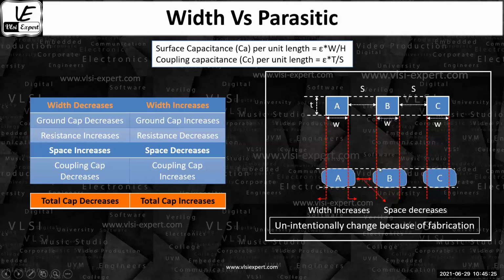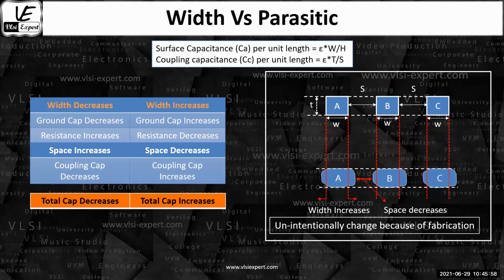Now the space between the two wires decreases, and as per this formula, space decrease means your coupling cap is going to increase. And if the coupling cap increases, then you can see the ground cap increases, coupling cap increases, so yes, your total cap is going to increase. And nowadays in a lower technology node, this coupling cap plays a very significant role. Obviously, the overall cap also plays a very significant role.